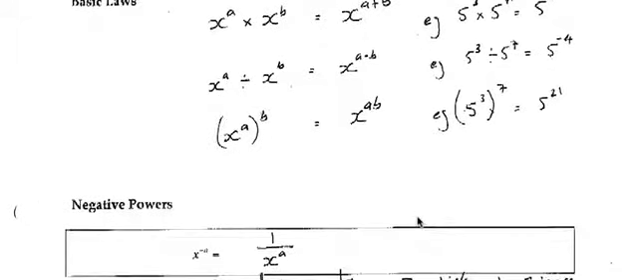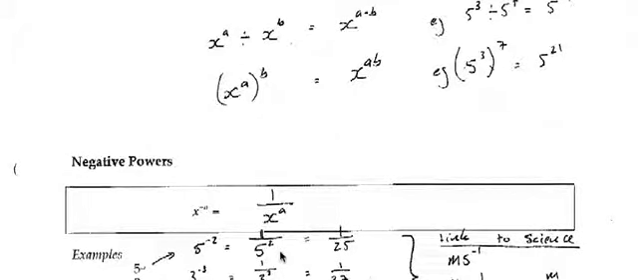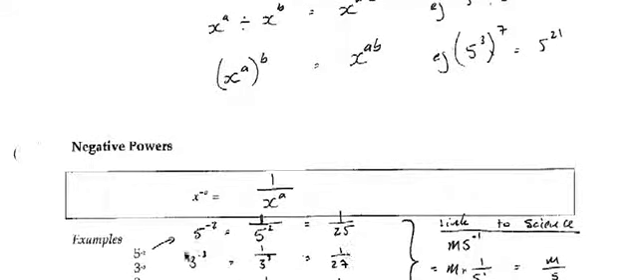So the rule is, if the power is negative, the minus part of the power means 1 over. So whatever the negative power was, it becomes positive on the bottom of the fraction. For example, 5 to the minus 2 means 1 over 5 to the plus 2, which means 1 over 25. 3 to the minus 3 means 1 over 3 to the plus 3, which is 1 over 27.